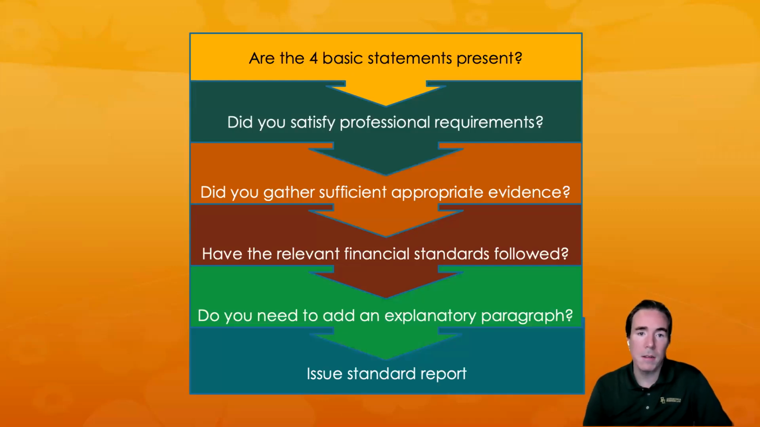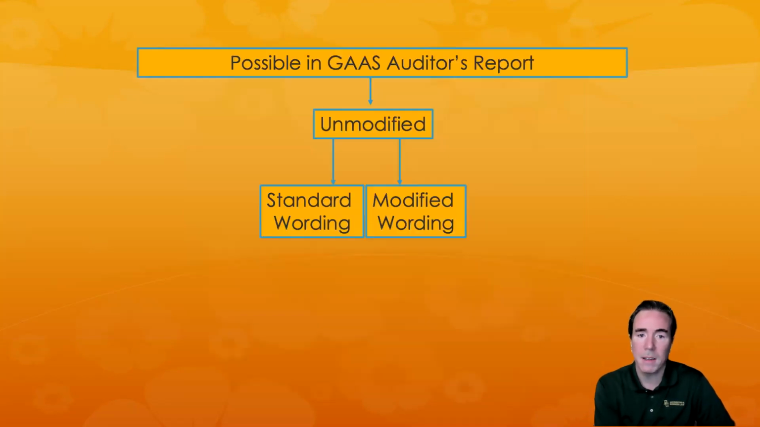In order to issue a standard audit report, some things have to be true. The client has to provide all 4 basic statements. We had to satisfy the professional work requirements. That could be independence, competence, all those matters. We have to have had sufficient appropriate audit evidence. The client has to have followed all the relevant financial standards. So this is not generally accepted auditing standards. This would be GAAP or IFRS for an international company. There has to be no scenario that requires an explanatory paragraph. And don't worry, we'll come to that in a moment. If all those are true, then we can issue a standard audit report.